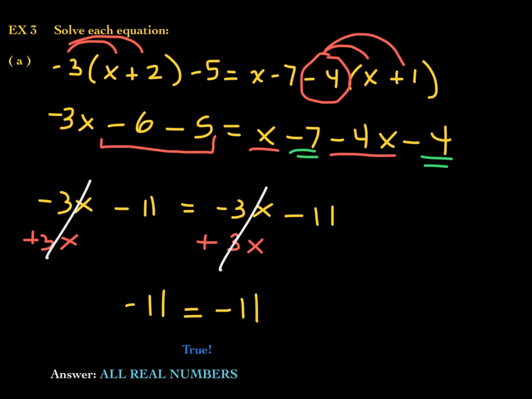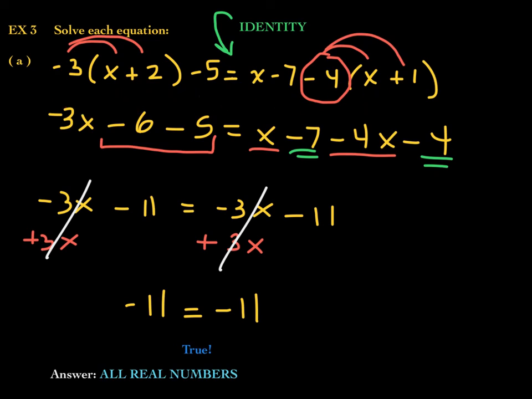Whenever you are solving an equation and your variables cancel, and you're left with a true statement like negative 11 is equal to negative 11, or 7 is equal to 7, or 9 is equal to 9, or whatever have you, your final answer is all real numbers. And what that means is this statement will be true regardless of what you plug in for the variable. That is to say, this statement is called an identity. An identity, by definition, is a statement that is always true. A statement that is always true is called an identity. And that's what this is.